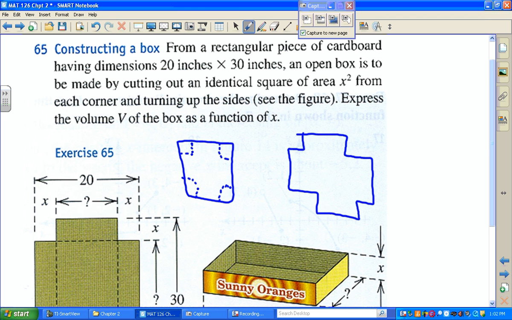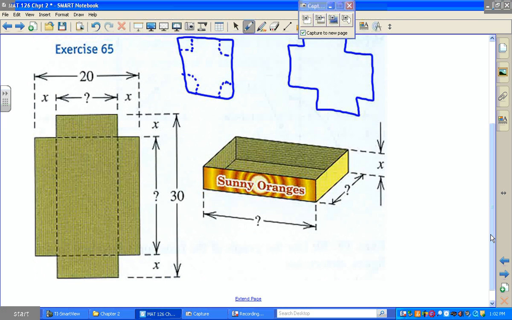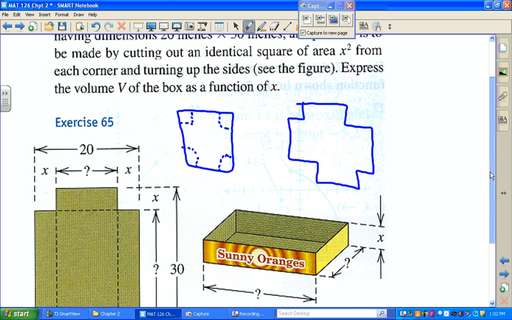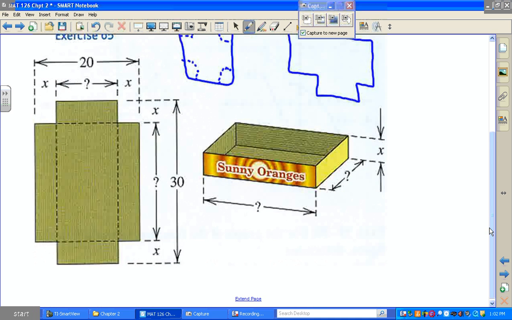The biggest problem is people say, I don't understand how the box is made. Well, that's how the box is made. You cut this out and fold the flaps up, and there you go. By the way, this is the best picture I've ever seen for this problem. Anyway, express the volume of the box as a function of x. All right?